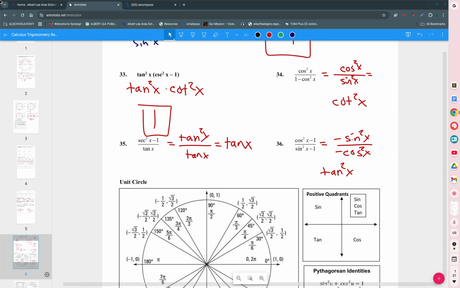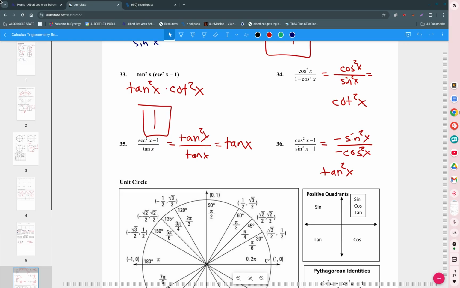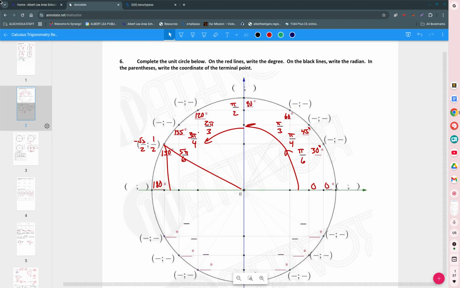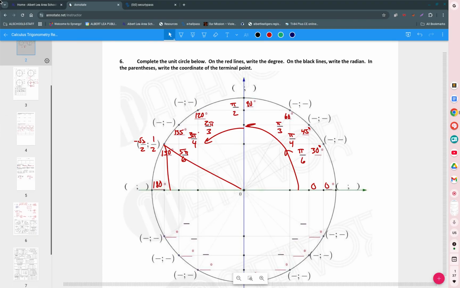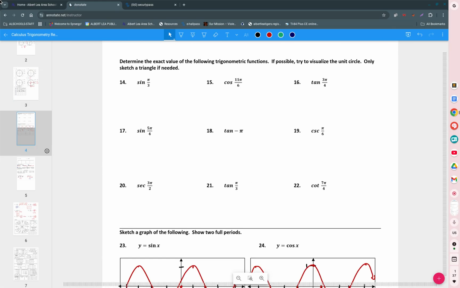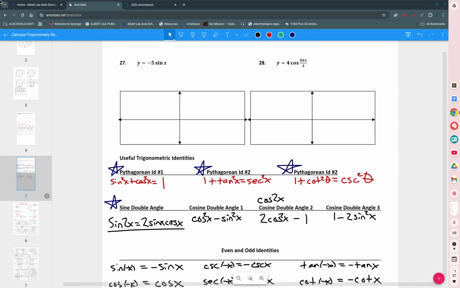Okay. You guys are fine, if you know these pieces, to continue on with calculus. Most importantly, know how to find your terminal points. We covered that. Convert between degrees and radians. Of these values, again, the sine of 0 is 0, the cosine of 0 is 1. Make a general sketch. And your Pythagorean identities, make sure that you know those. The only one we didn't really practice was the sine of the double angle.